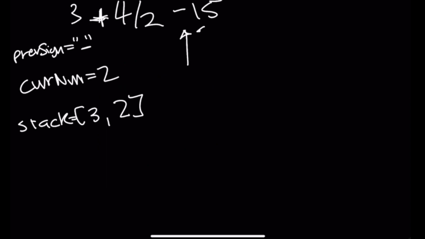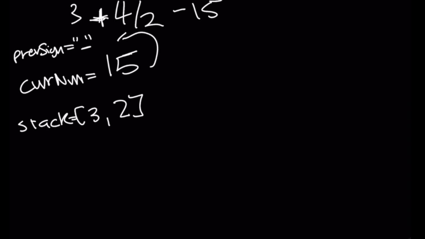Now we go to 1. So our current number is updated to be 1. And then we have 5, right? Now we have reached the end of our iteration. So we do our previous sign, which is minus. So what we do is just add a negative value to our 15, and that is how we solve the question.